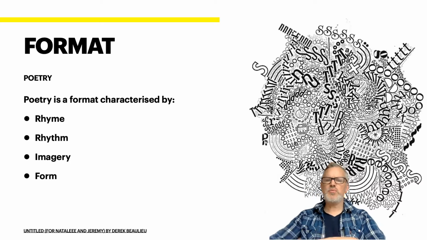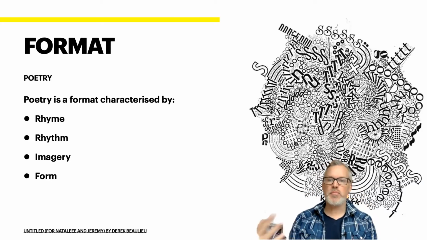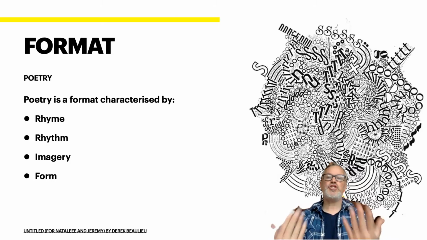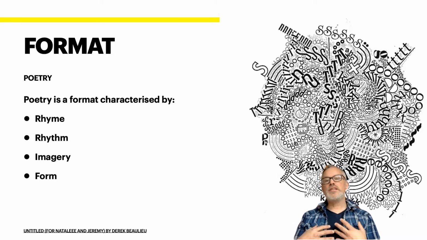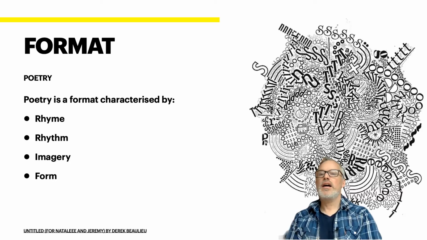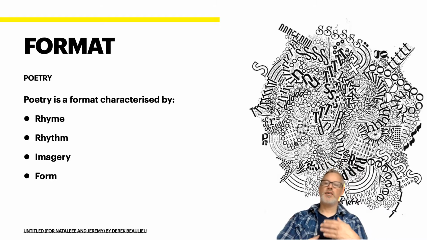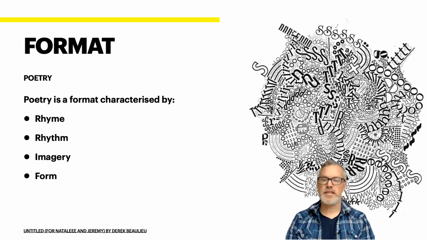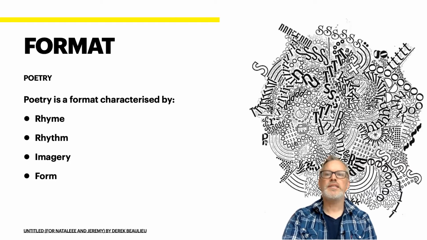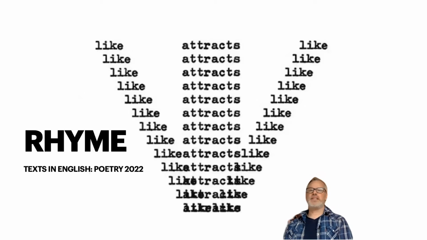Form is going to be important. We often think about rhyme and rhythm when we think about poetry, obviously images and description. But form, as you can see from this beautiful poem here, you can click the link over there. It's called Untitled for Natalie and Jeremy, and it's by Derek Bewley. And you can see that poetry, rather like picture books, can present us as teachers with both a verbal and a visual text. And that's something we're going to look at in more detail today in this bite-sized bit.